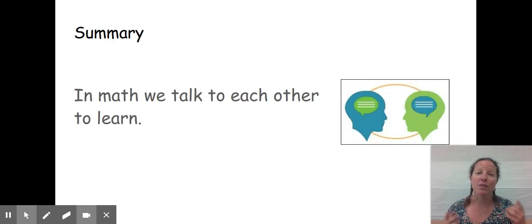All right, so in summary, today we talked about the fact that in math, we talk to each other to learn. Now, the talking to each other hasn't quite happened yet, but we're going to get there. And this whole activity, the whole point of it is to talk to each other. So when we get to small group, we will share our ideas. It's important to have your idea to be ready to talk about it when we come to small group.